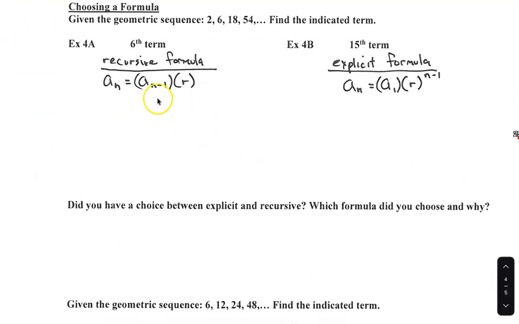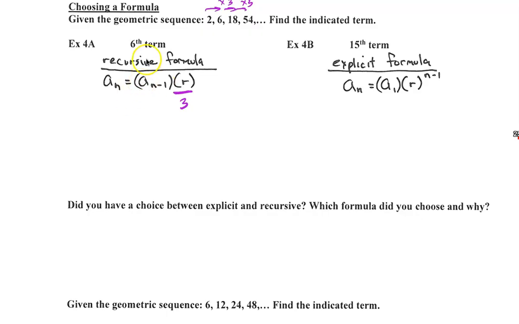So let's choose a formula. Given the geometric sequence 2, 6, 18, 54, find the indicated term. We want to find the 6th term and the 15th term. It's really easy to use the recursive formula to find the sixth term. If we're going to find a couple more, we want to use the recursive formula. Remember, all it is, is find the common ratio, which in this case looks like we're multiplying by 3 every single time, so that is 3.